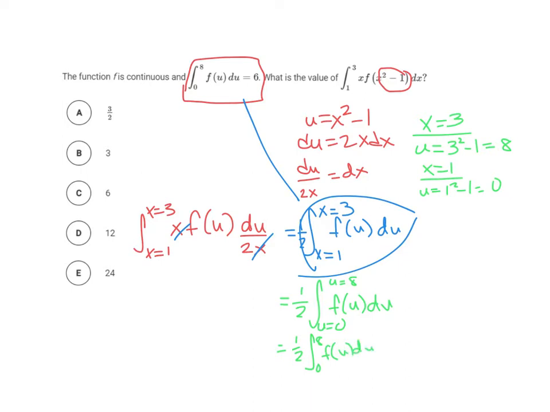So now what I'm going to do is take this thing right here and replace it with 6, because I was already told above that that's equal to 6. So I get 1/2 times 6. My answer ends up being 3. So the answer for this one is B.